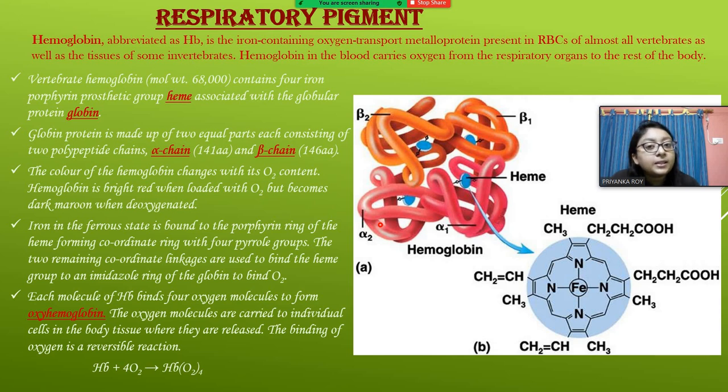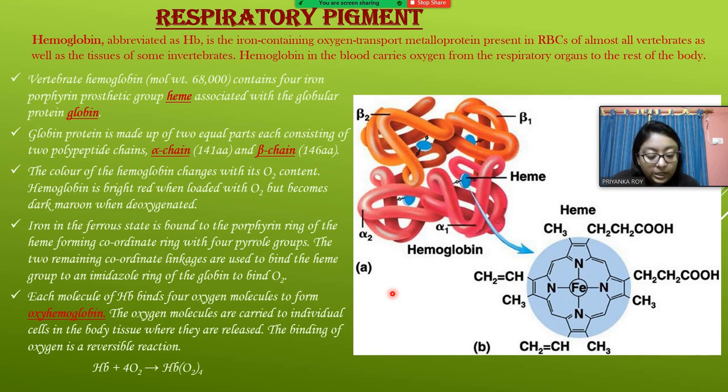Now, since it contains iron, it is also known as a metalloprotein, and this hemoglobin is basically responsible for carrying the oxygen. So the color of this hemoglobin changes. It is bright red when it is oxygenated, and it is dark maroon red when it is deoxygenated. So by that color we can also understand whether the blood is oxygenated or not. So hemoglobin is mainly responsible for this color of the blood.